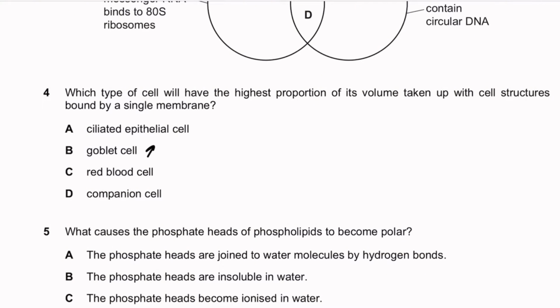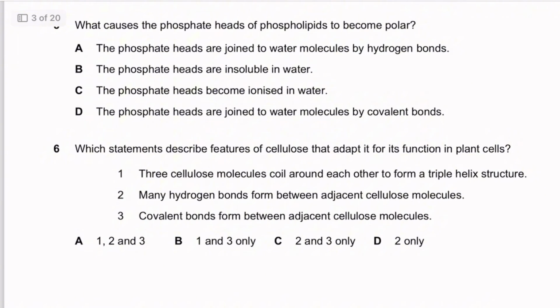Ciliated epithelial cells, I don't think so. Ciliated epithelial cells don't really release anything. They don't really need these vesicles or anything. Okay, red blood cells. Red blood cells do not have a bunch of single membranous organelles. And companion cells, same situation. I think goblet cells are definitely going to be your number one answer. Okay, what causes the phosphate heads of phospholipids to become polar?